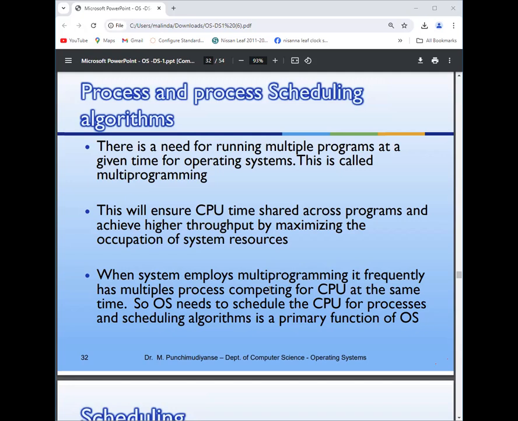Excuse me, yes. About process, can you explain again?